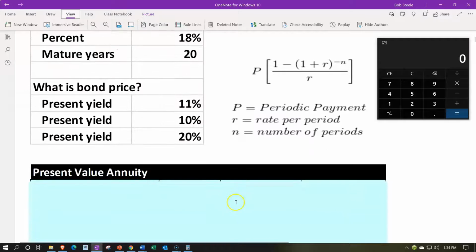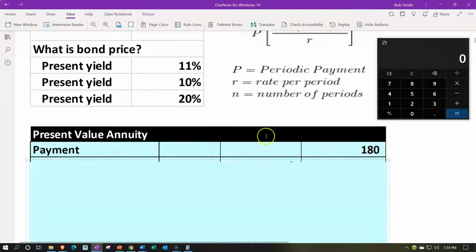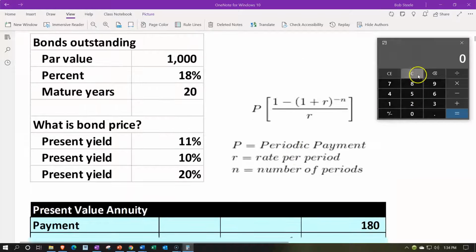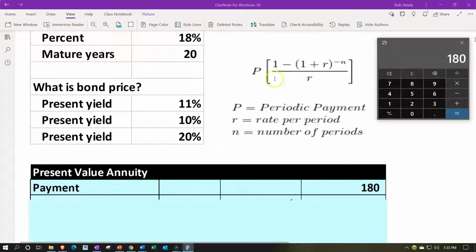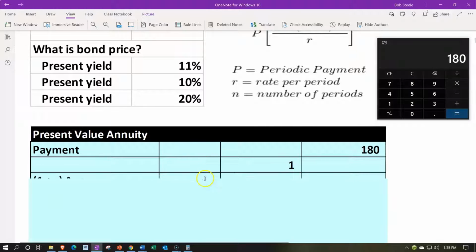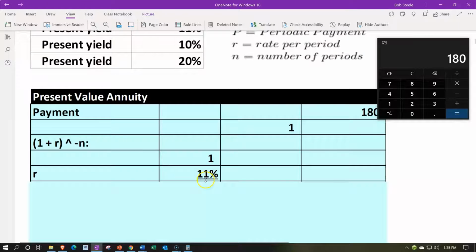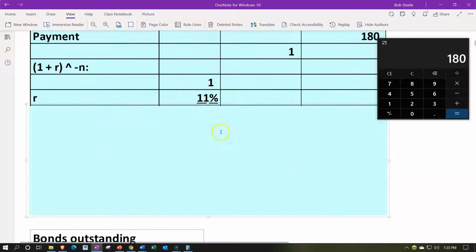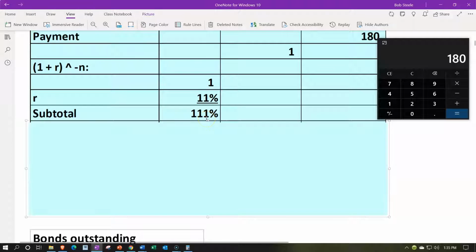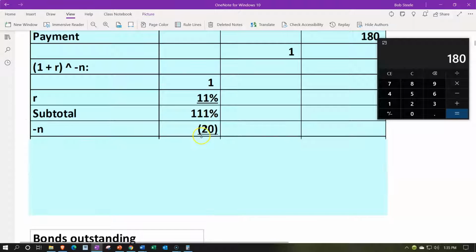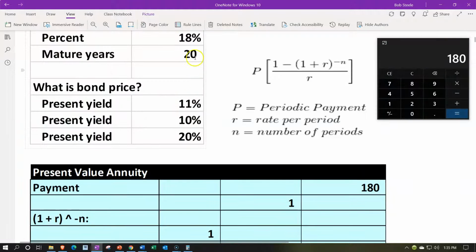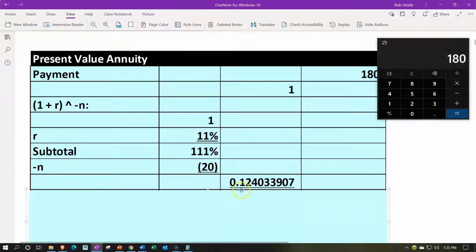Let's break this out into our table type of format down below. We're going to have the 180, that's going to be the 1,000 times the 18%, 0.18, that's going to be our 180. We're then going to pull the numerator into the inside. We're going to have 1 and then pull in that 1 plus R to the negative n, 1 plus R, 11% market rate this time, not the rate on the bond, 100% plus 11%, or 1 plus 0.11 gives us 111%, or 1.11 to the negative n, number of periods, in our case 20, because the payments are going to be paid annually, gives us this number.